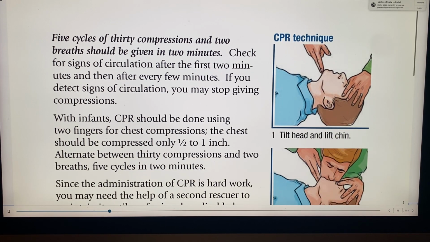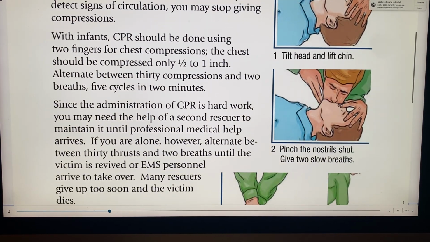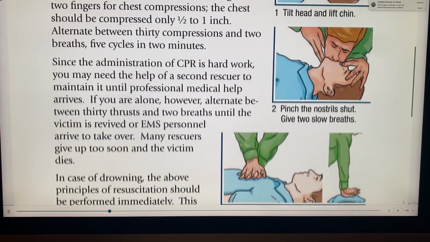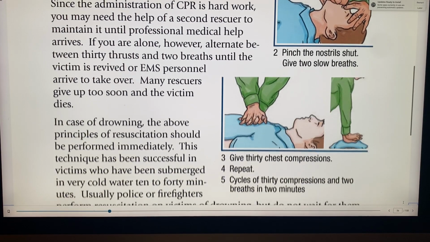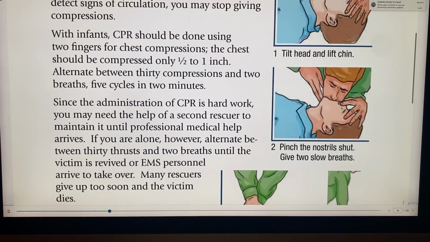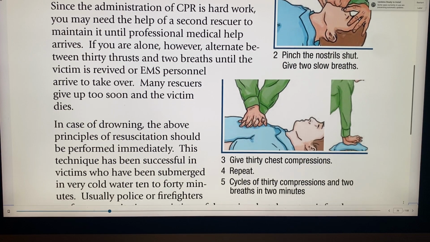So here's the technique, the first part. Head tilt, chin lift. There you go, same as we did before. Pinch the nostrils shut and give 2 slow breaths. You see how the cheek is right against there, and you pinch them. You can pinch them with this hand as you hold the head back. This is the position of giving breaths. I forgot to tell you to pinch the nostrils shut too, so that's important, so the air will go in. So you're going to tilt the head, pinch the nostrils shut, and give 2 slow breaths.